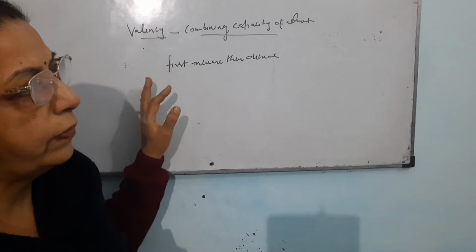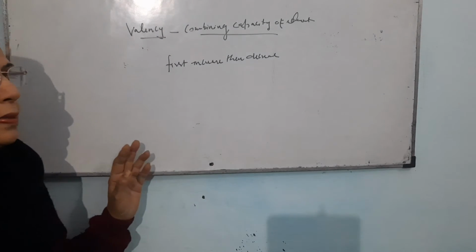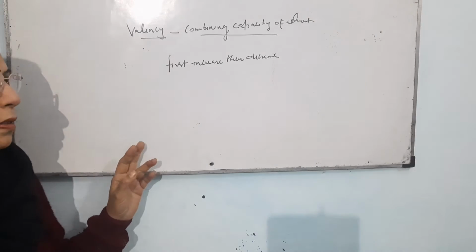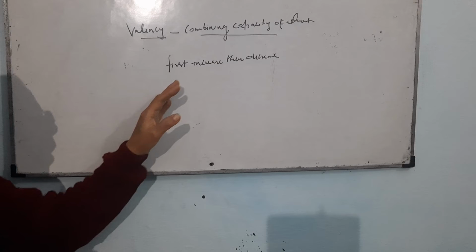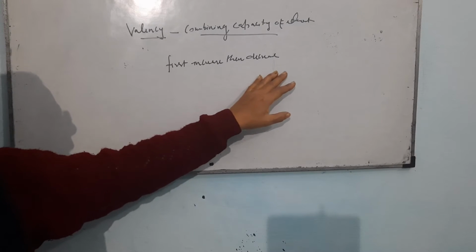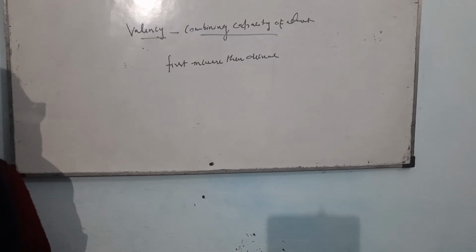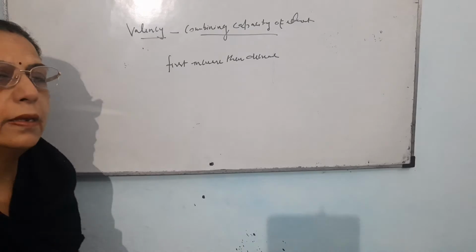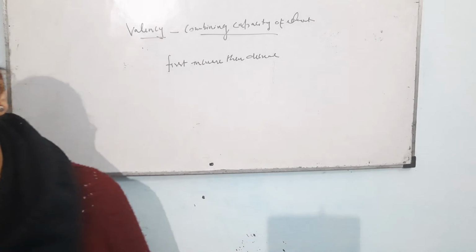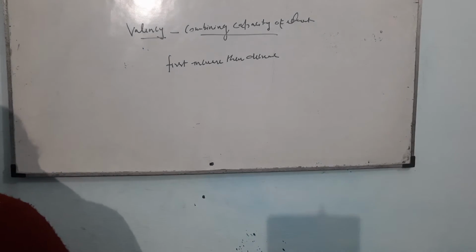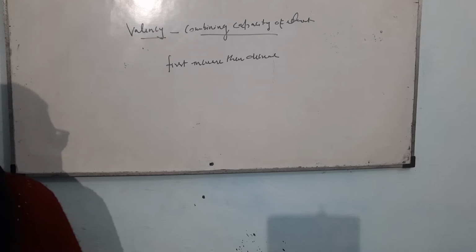The valency will decrease because the valency is the combining capacity of an element. The electrons that become outermost electrons become less and less, and in the period there will be a decrease in the valency because there is an increase in the number of valence electrons.